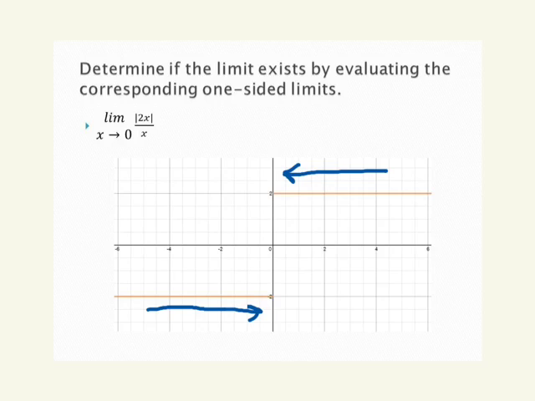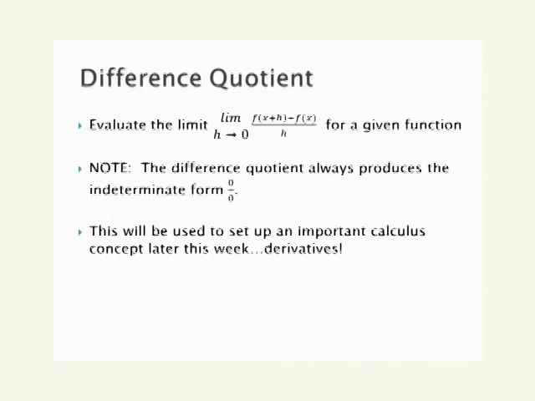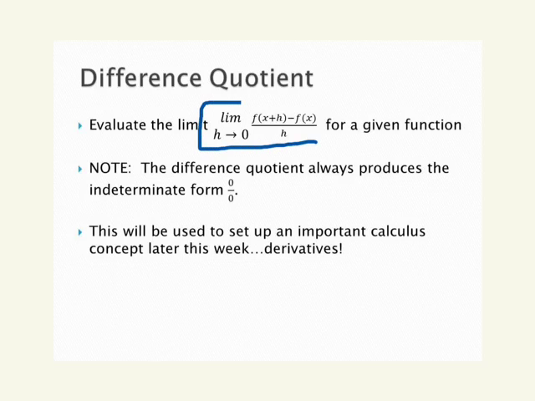What I want to talk about next is a concept that we'll build off of over the next couple of days. So to finish out, we're going to talk about the difference quotient, which you can see involves a limit. And so we're going to find the limit as h approaches 0 of the quantity f of x plus h minus f of x all over h. Now, this is a function that we're going to use to set up some different things over the course of the next couple of days. And so we'll start to work with this difference quotient quite a bit.